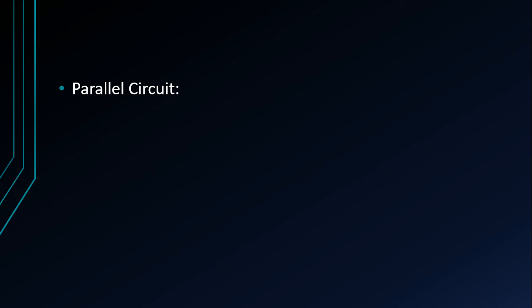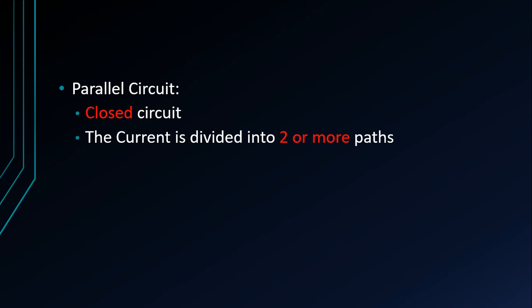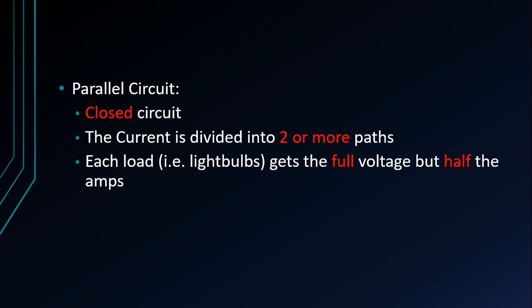Okay, the second type of circuit we want to look at is a parallel circuit. And this is a closed circuit as well. And here the current is divided into 2 or more paths. Each load, or light bulb, gets the full voltage, but half of the amps.